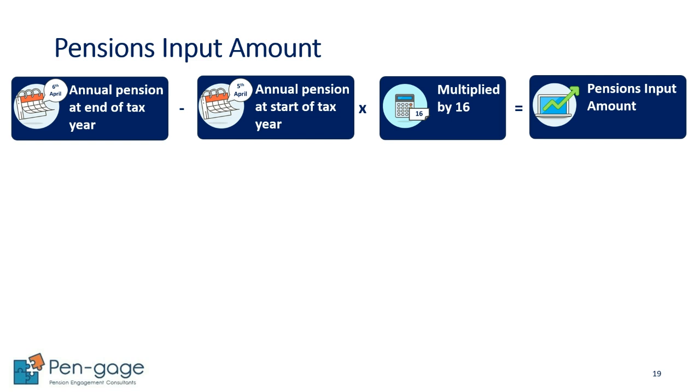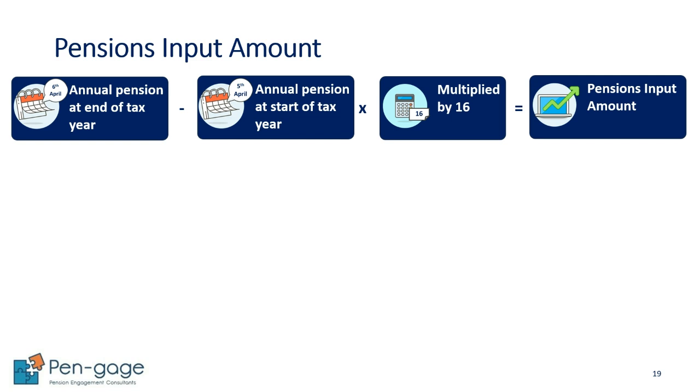Now, what we're looking at is something called the pensions input amount. And the pensions input amount is the way in which we measure the growth in your pension for schemes such as the public sector pension schemes. And what we do is we calculate the pensions input amount and then we compare that to the annual allowance, which is that limit on your tax-free pension growth. And if you are over your allowance, then you therefore may have some pensions tax to pay.